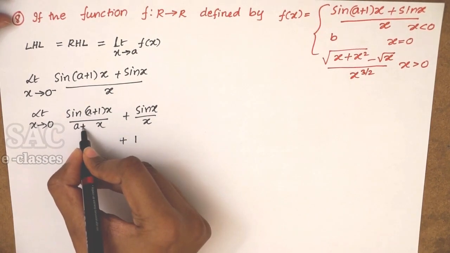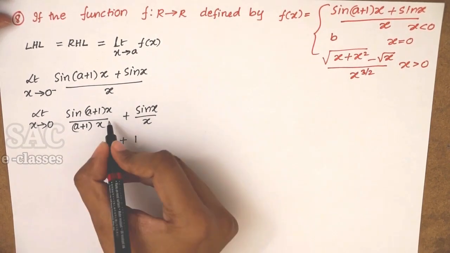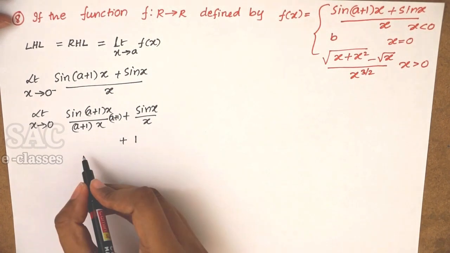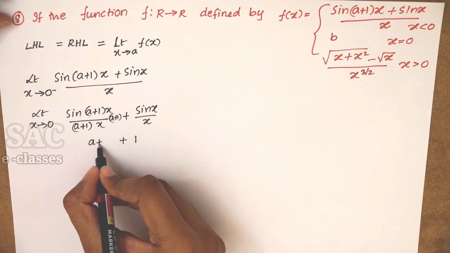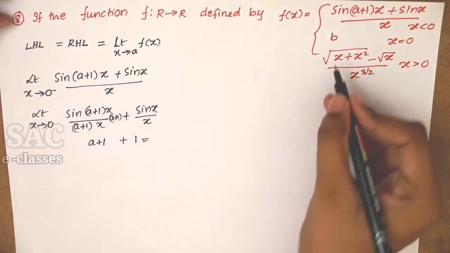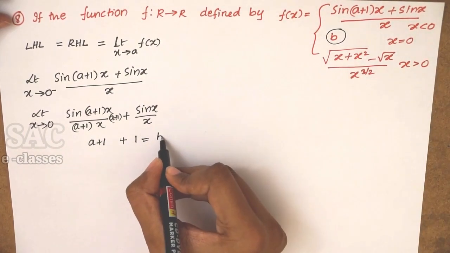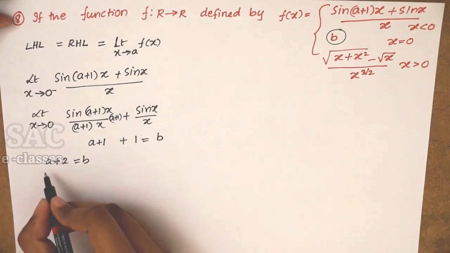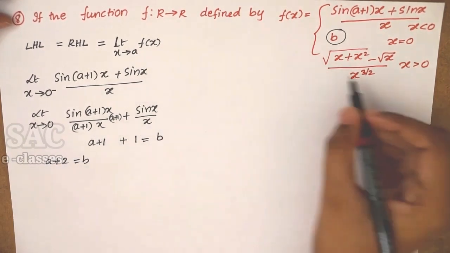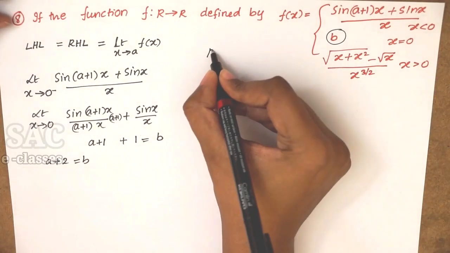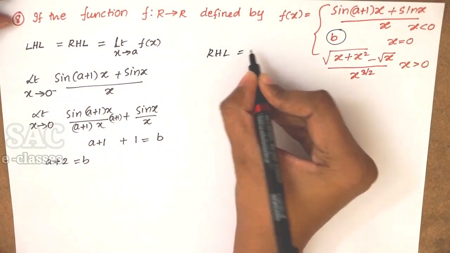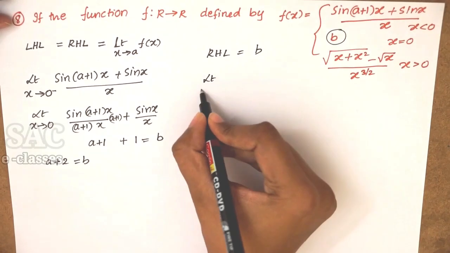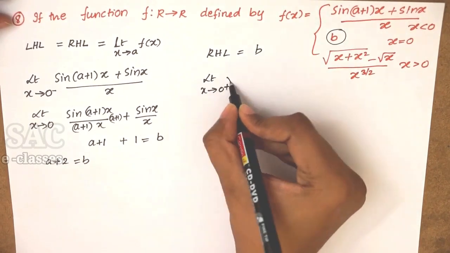Here the a plus 1 term is missing. So let's multiply and divide with a plus 1. So you can write it as a plus 1, which is equal to the actual limit b. So a plus 2 is equal to b. In the same manner, let me take the RHL, which is equal to limit b. That means limit x tends to 0 plus.